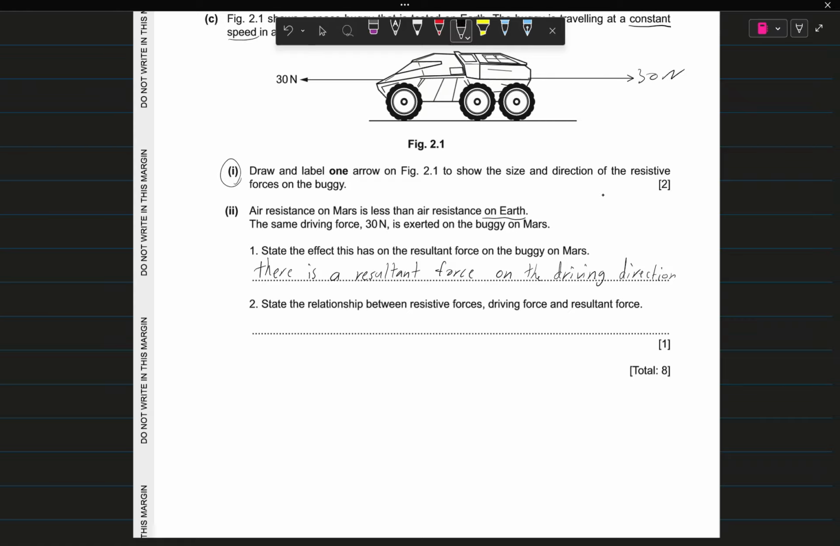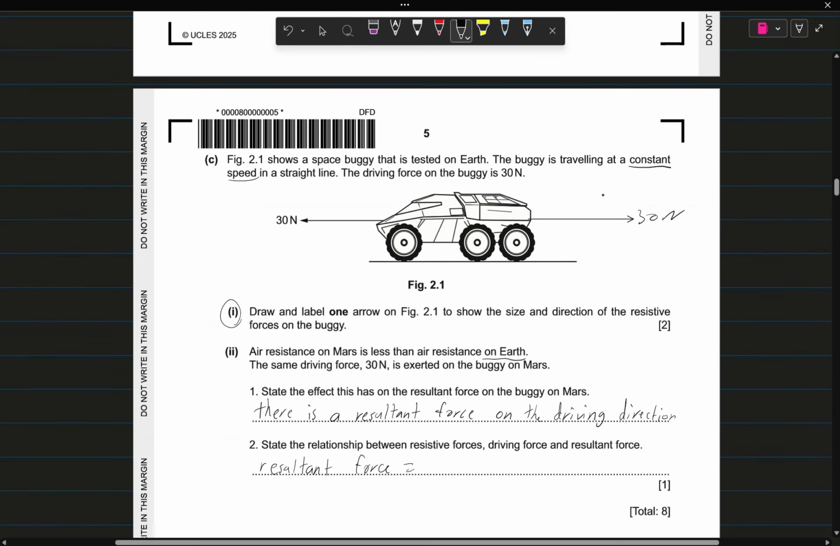So, as you know already, resultant force is directly proportional to the driving force, as in if the driving force increases, then the resultant force will increase, and vice versa, of course. However, if the resistive forces increase, then the resultant force will decrease. So if we want to form an equation, then resultant force will equal to what?